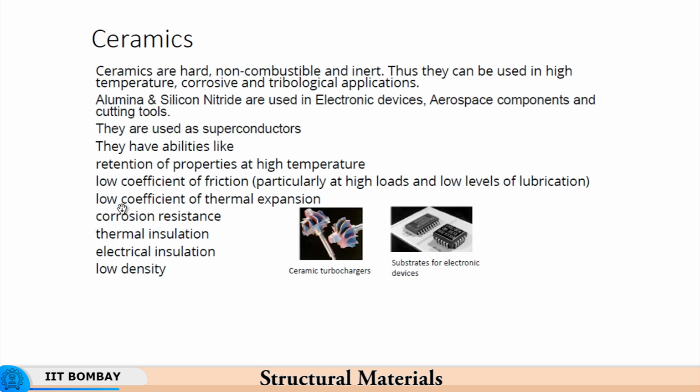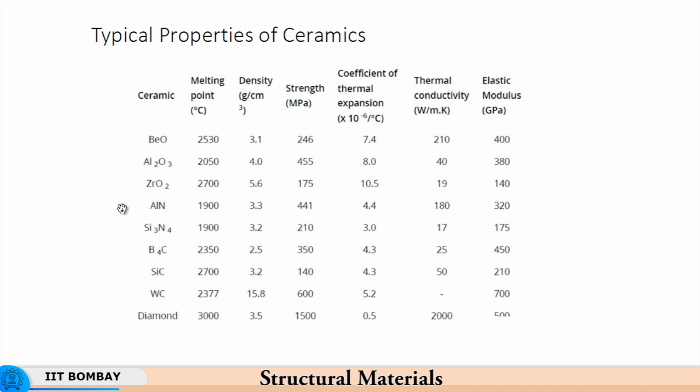So we have seen that many of these materials are used for different purposes. The ceramics particularly retain properties at high temperature. They are basically oxides, nitrides, and carbides of different materials, and they have good corrosion resistance, thermal insulation, and at times a relatively high strength to weight ratio. So typical properties of ceramics are given here.